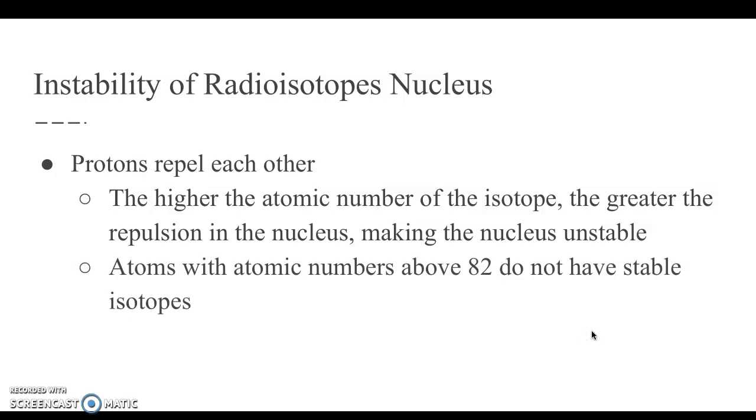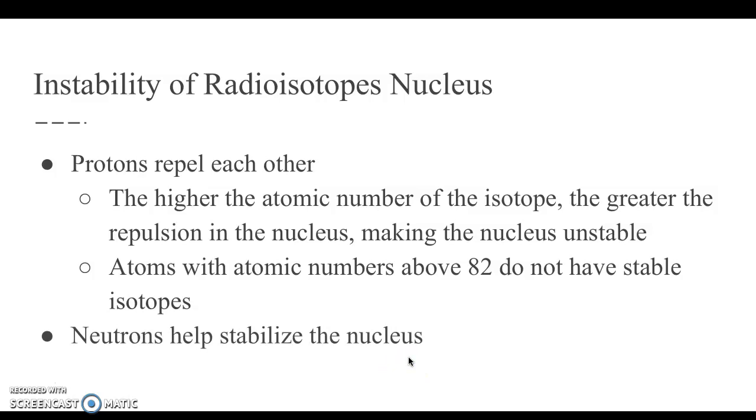Atoms with atomic numbers above 82, so I'm not including 82, so 83 and greater, do not have stable isotopes, which means everything above element 82 is radioactive. So a decent portion of the periodic table actually is made up of radioactive material.